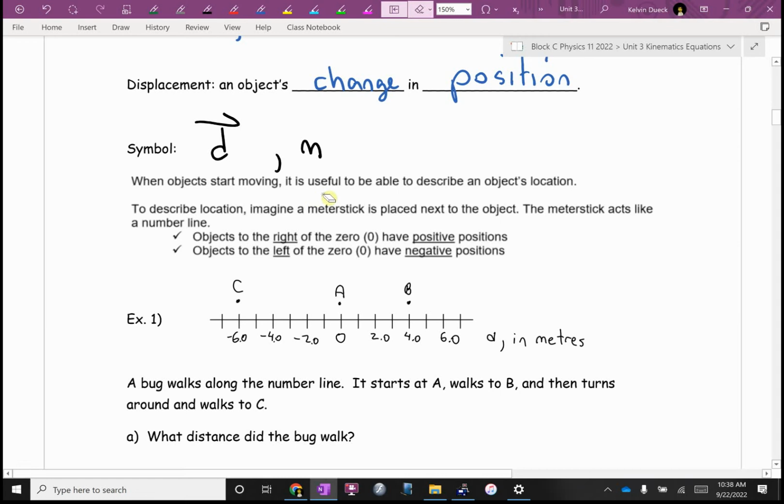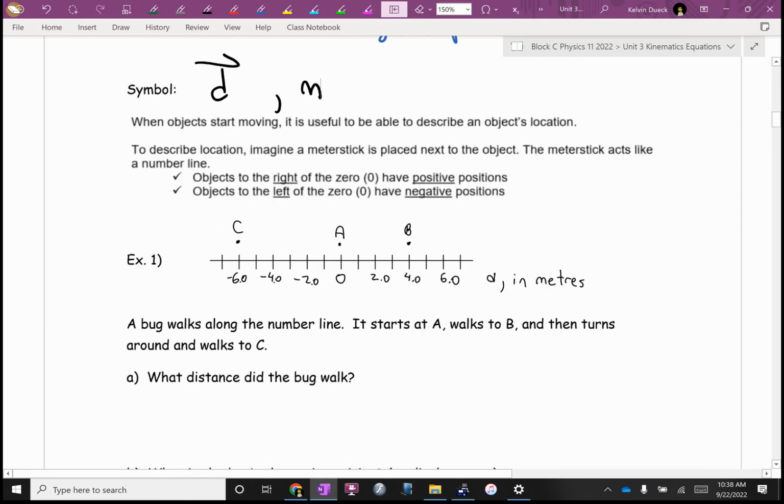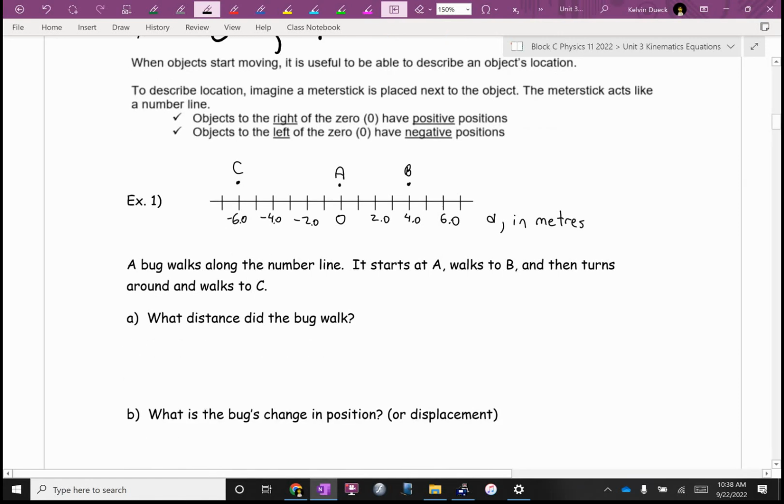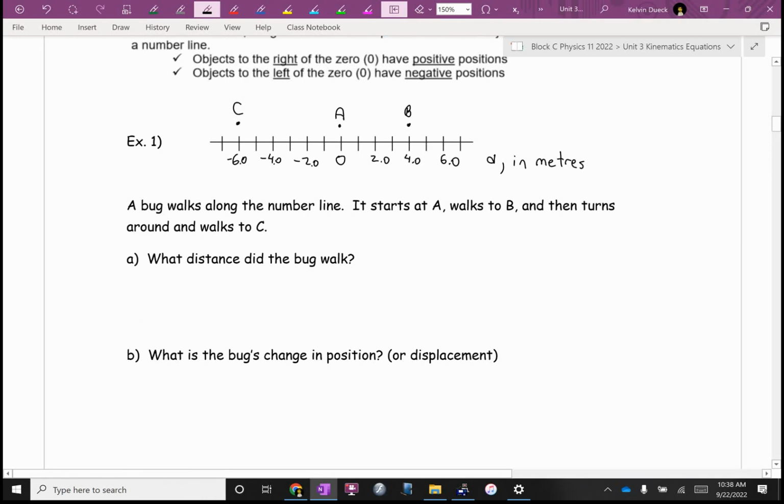When an object starts moving, it's useful to be able to describe an object's location. And one easy way to do that is to imagine a meter stick placed next to the object, and that meter stick will behave like an infinite number line. We'll say to the left is negative. We'll say to the right is positive. You could flip it because it's completely arbitrary, but just so that all of our stuff looks the same, we'll go with the mathematical convention of letting to the right on the x-axis be positive and to the left be negative.